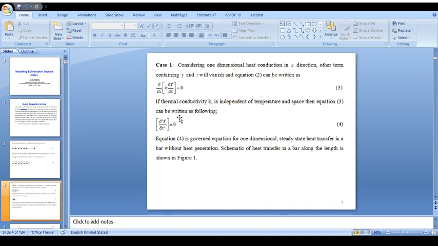So equation 3 can be rewritten as del square T upon del x square, and the partial derivative can be converted into a total derivative, since only one variable is involved and the variation is along the x direction only. So this can be written as d square T upon dx square. It is a second order differential equation that needs to be solved using two boundary conditions.